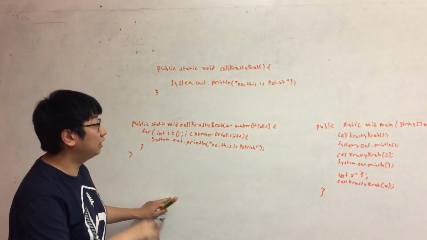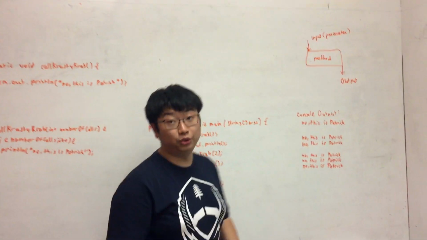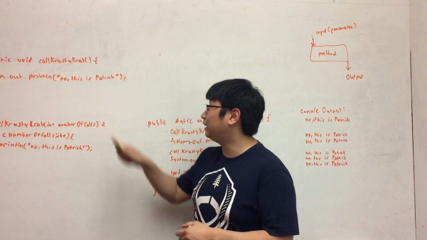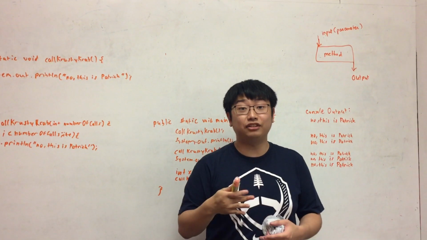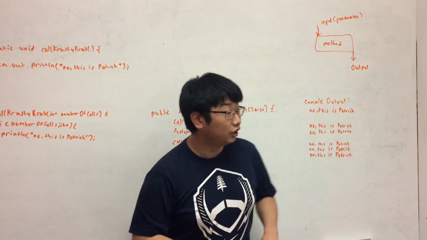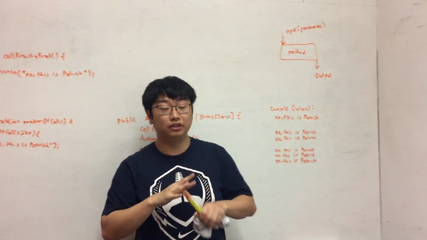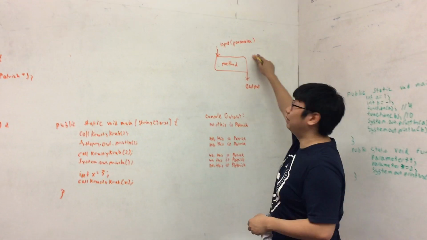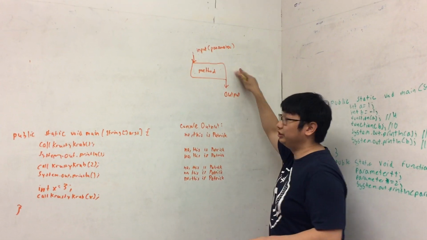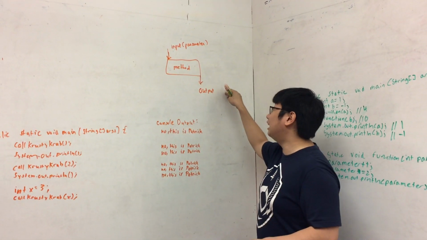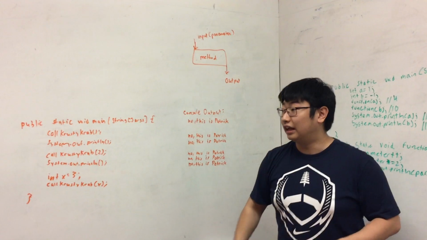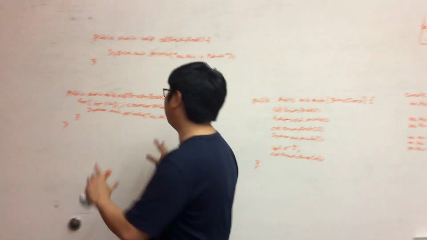But let me ask you this. What if we wanted to generalize that output? Allow you to print out notice Patrick as many times as you want in a single method. What we're going to need to do then is introduce a parameter to the method. Introduce an input that the method will be able to take so it can send out a generalized output.